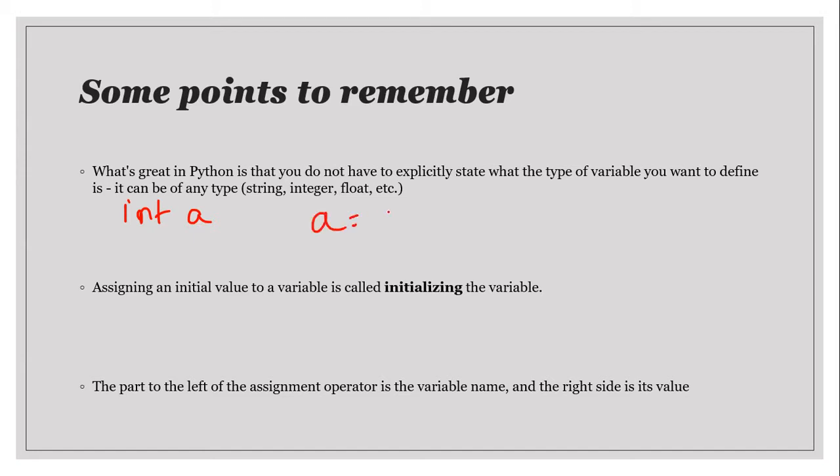Means if I say a is equal to 5, it automatically understands that I am actually using integer type of data, basically numerical data. Suppose now I'm using a is equal to "ss", it understands that now it is string data. Then the second thing is, assigning an initial value to a variable is called initializing the variable.